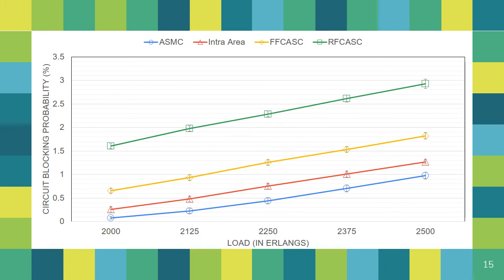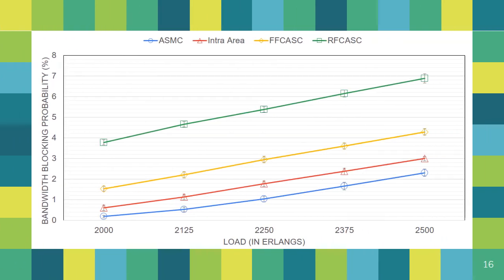This is our first result, and here we measure the circuit blocking probability, which is the rate of blocked requests divided by the generated requests. We can see here that our proposal has lower blocking, so it allows the establishment of more circuits. For the lowest evaluated load, we have a blocking around 0.1%, while the worst competitor has a blocking around 1.5%. And for the highest load, we have a blocking around 1%, while the worst case, which is the RF CASC, has blocking of around 3%.